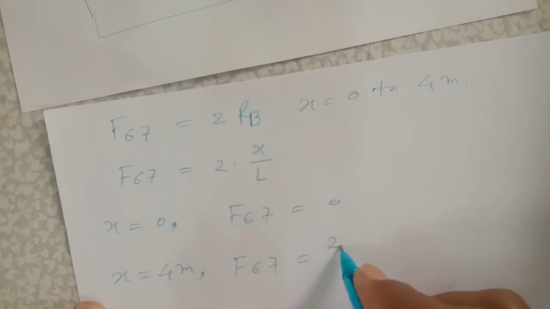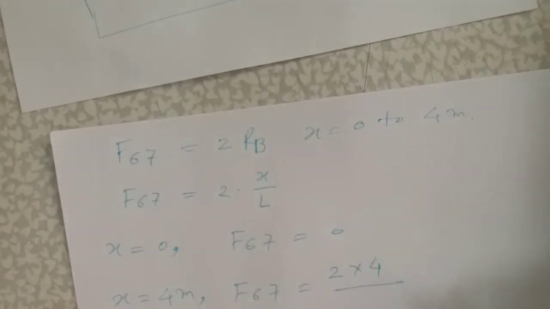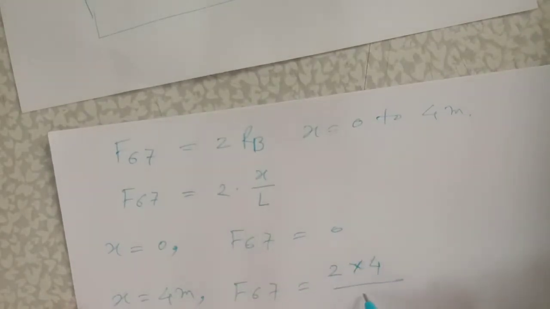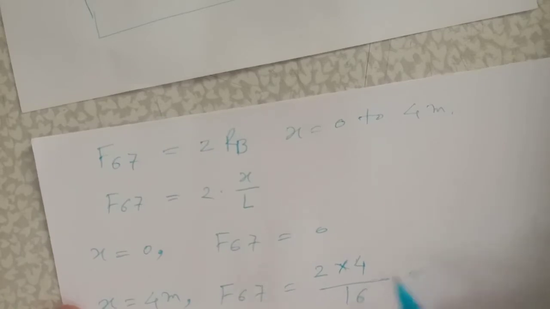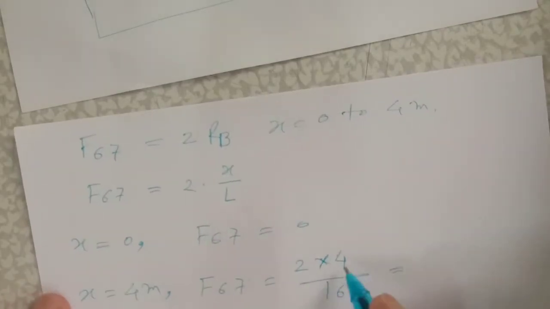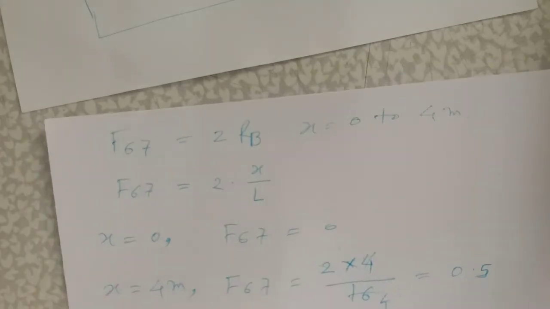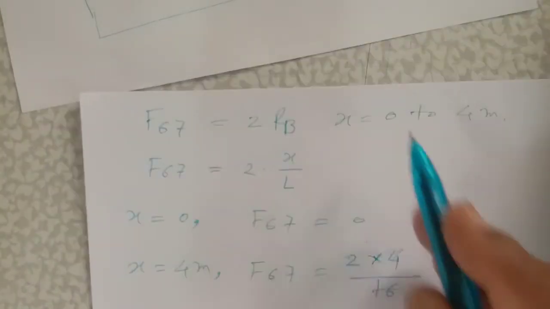So 2 multiplied by X is equal to 4 meter divided by L is equal to 16. That is the force span of 4 meter. So 16, so we get 1 by 2, 0.5. We get 0.5. Okay, this is the limit, 0 to 4 meter.